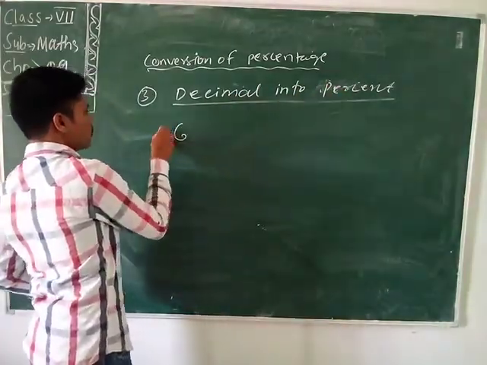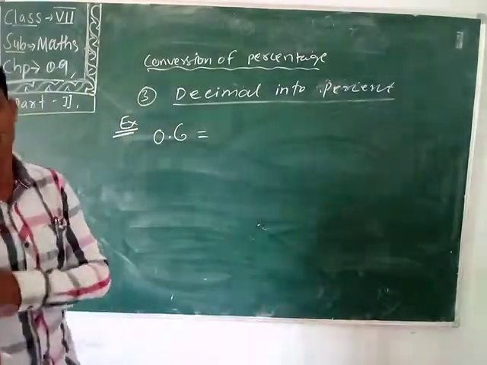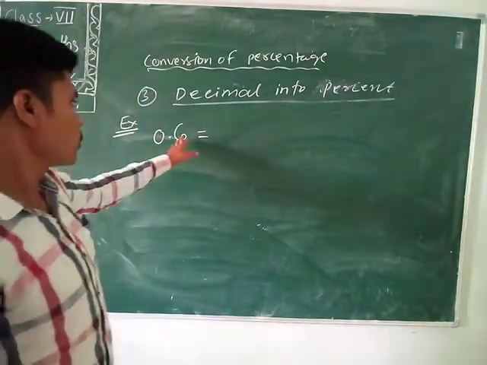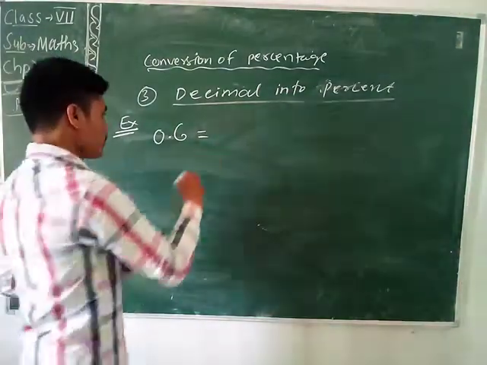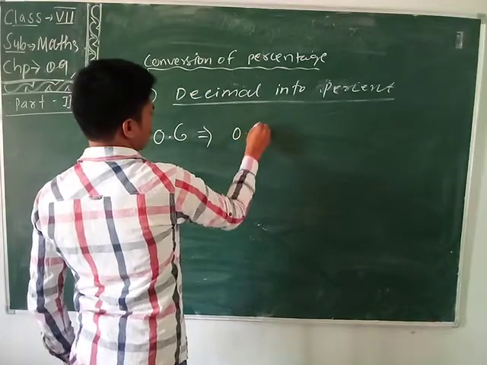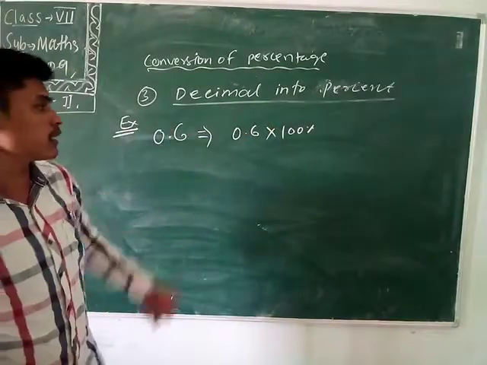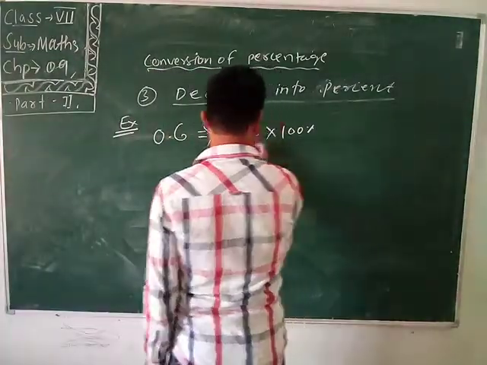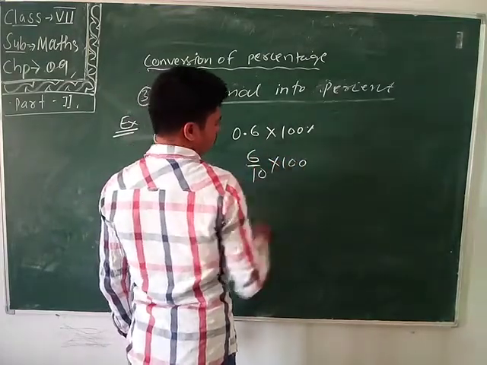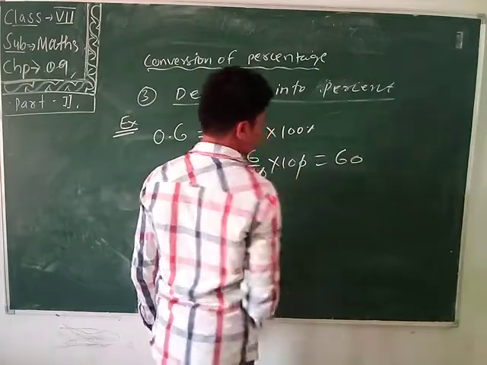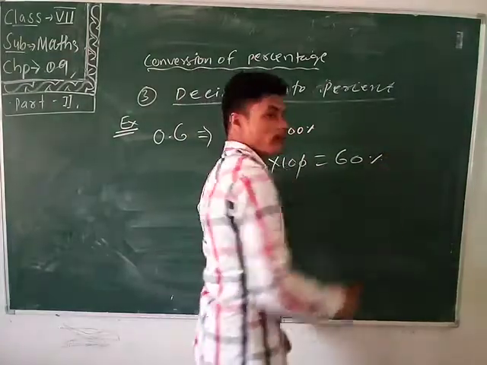0.6. When we want to convert decimal into percentage, always multiply by 100. So 0.6 into 100%. 0.6 as a fraction is 6 by 10, into 100, which gives 60. Then what is the percentage? The percentage is 60%. Also a very easy process.